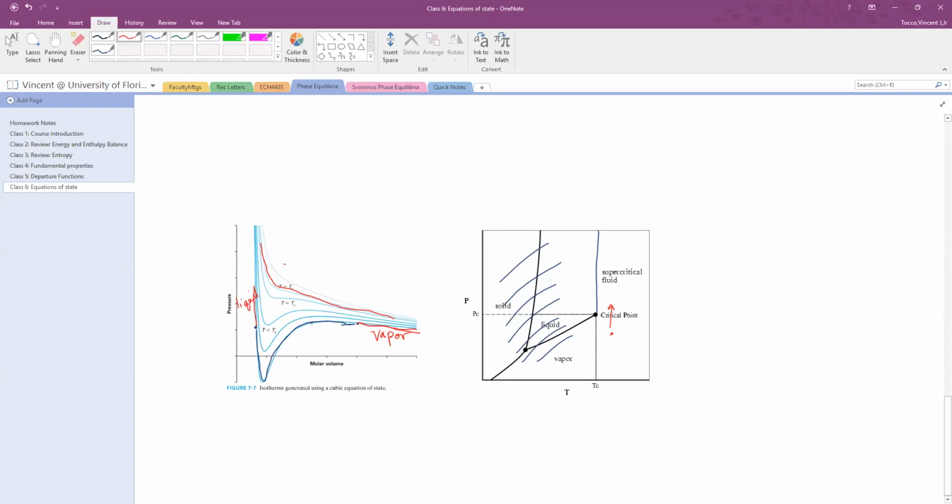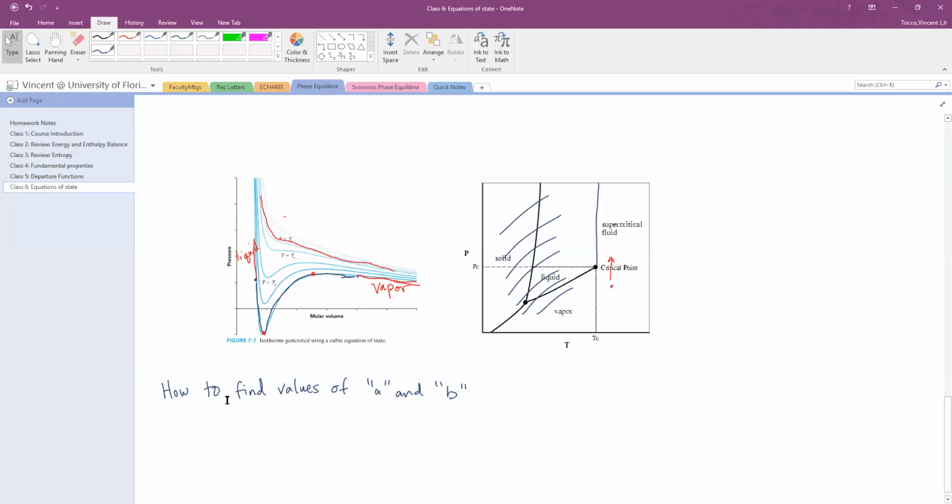So the local maximum would be, this is what I'm talking about. That would be the local maximum. This would be the local minimum. Neither of these are physically relevant, again, for a fluid. It's just arising due to the nature of the cubic equation of state. And we want to be able to model the vapor and the liquid with the same equation of state. So that's why we use a cubic equation of state.